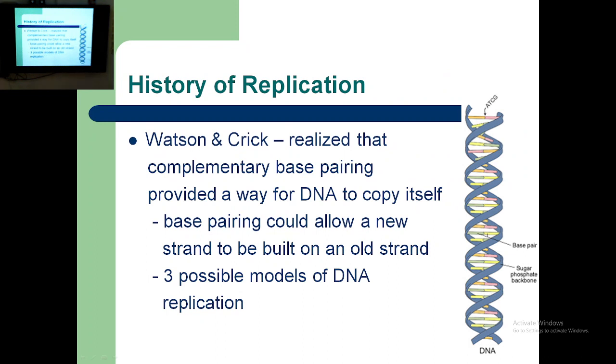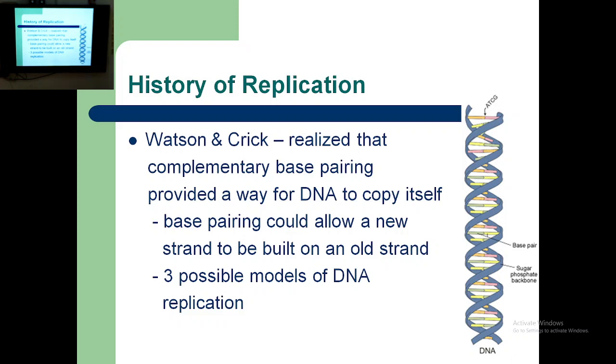Let's check what we mean by replication and how the scientists discovered the replication process. In the beginning, Watson and Crick realized that complementary base pairing provided a way for the DNA to copy itself. So we have complementary base pairing here, and we already have the sequence for the DNA here. Base pairing could allow a new strand to be built on an old strand. So we can form a new strand here if we have one old strand, by making base pairing.